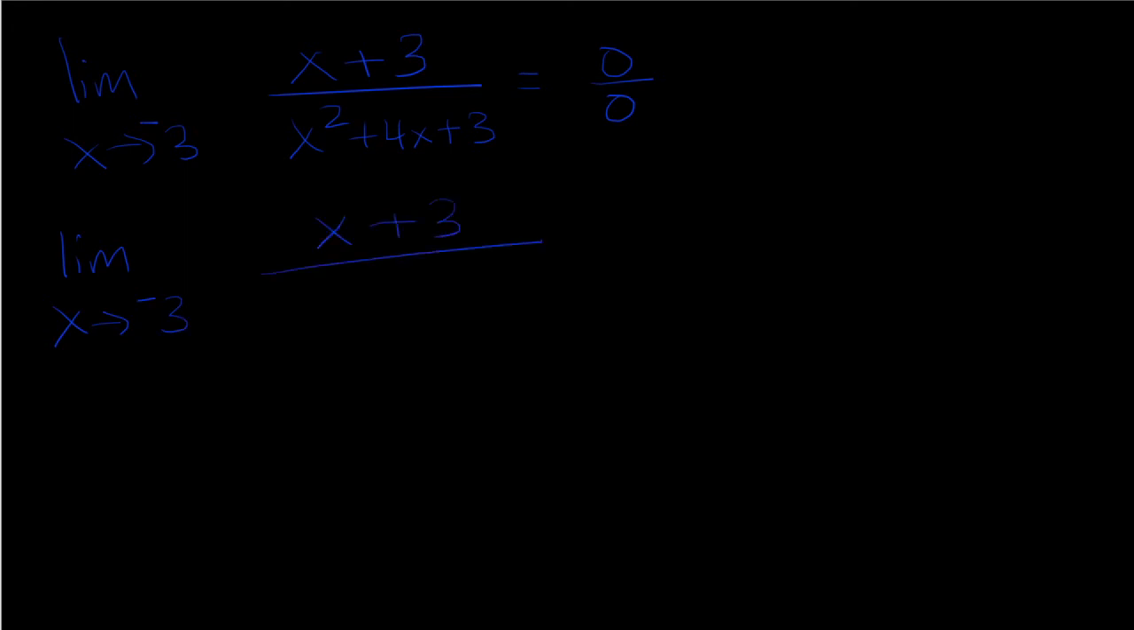So the denominator factors into x plus 3 and x plus 1. Here, the x plus 3's cancel, and I'm left with 1 over x plus 1. I plug in x equals negative 3 to get 1 over negative 2. So negative 1/2 is my final answer.